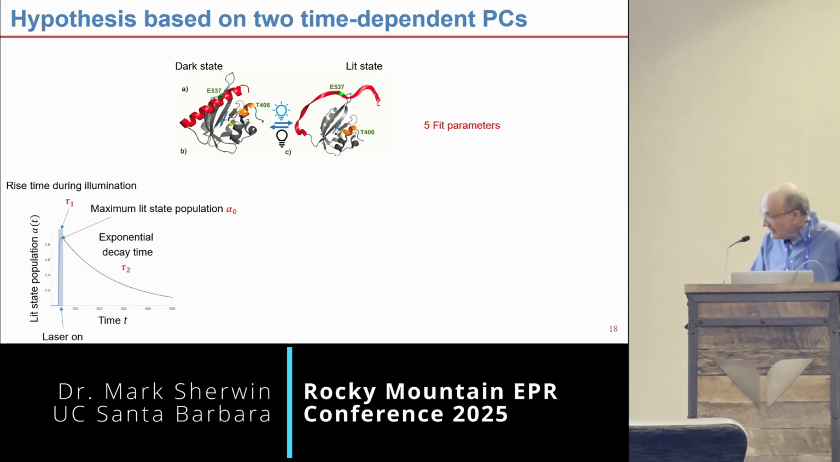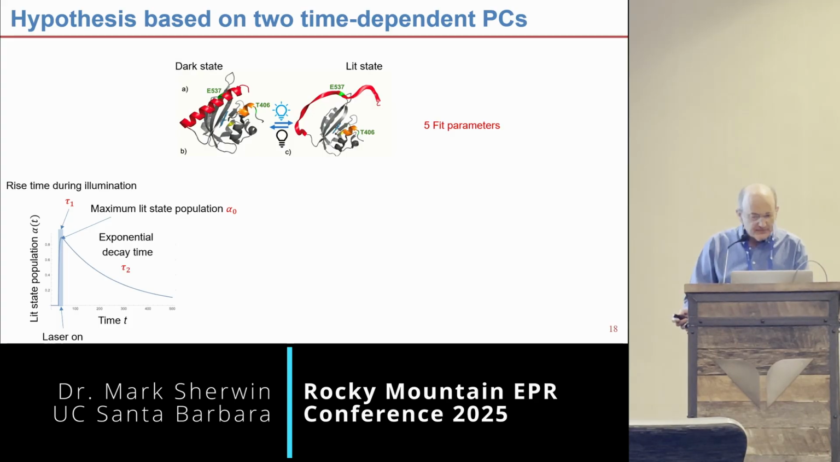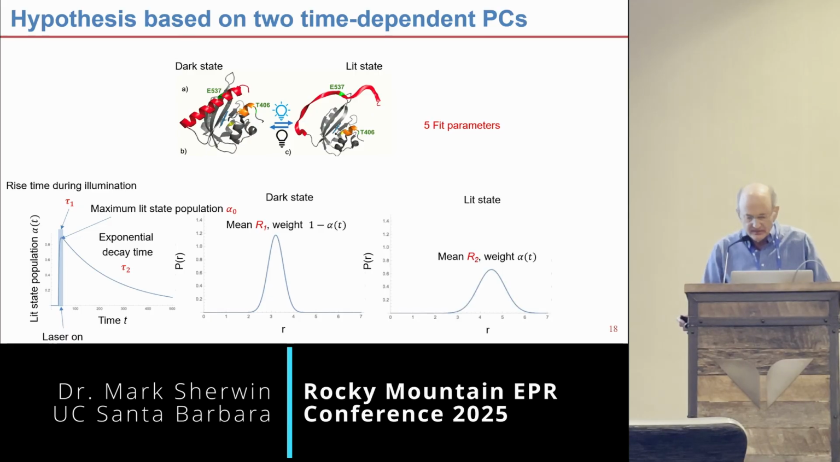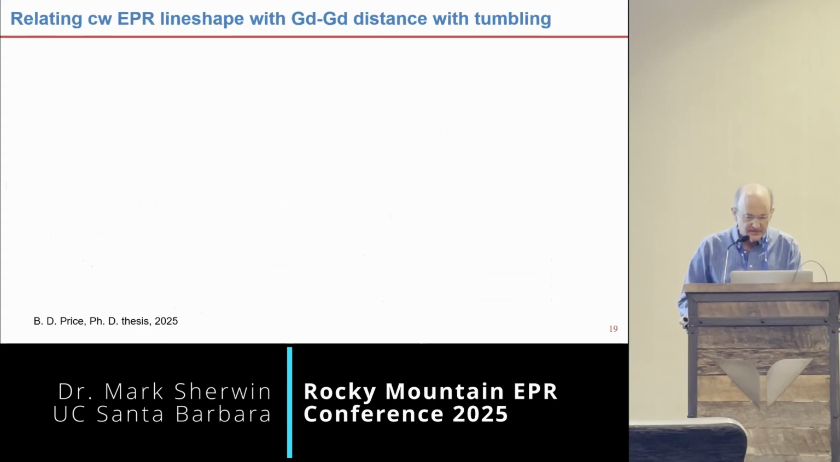So this alpha is the lit state population, which we're going to assume has an exponential decay. And the dark state will have a distance distribution with a mean R1 and weight 1 minus alpha, and the lit state will have a distance distribution with mean R2 and weight alpha. And we fixed the Gaussian widths based on DEER data taken in Song Yihan's lab.